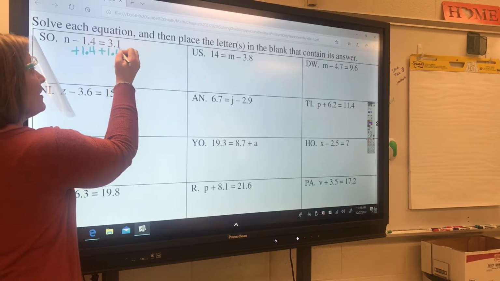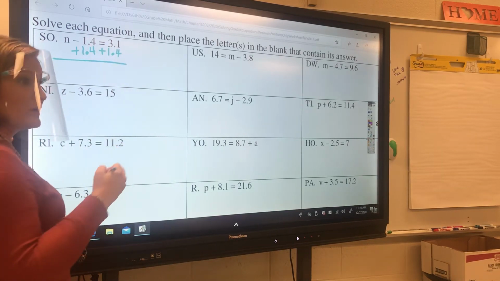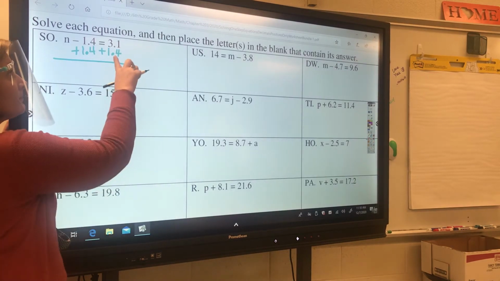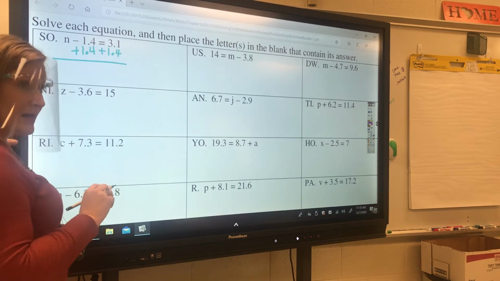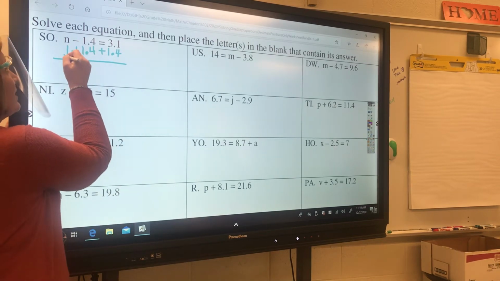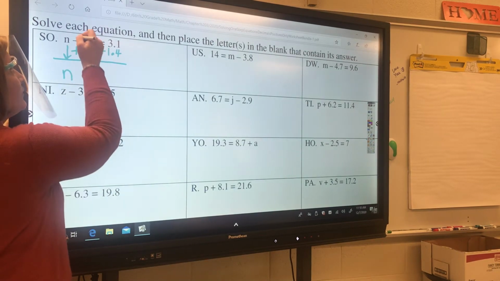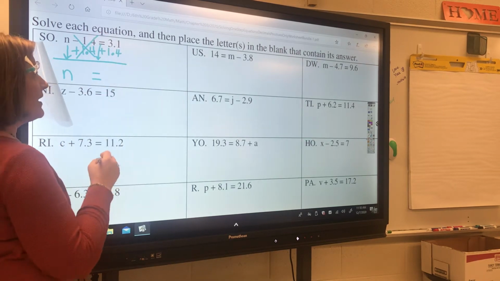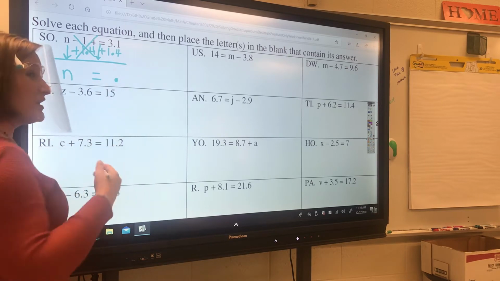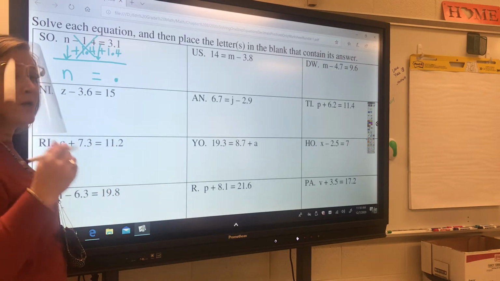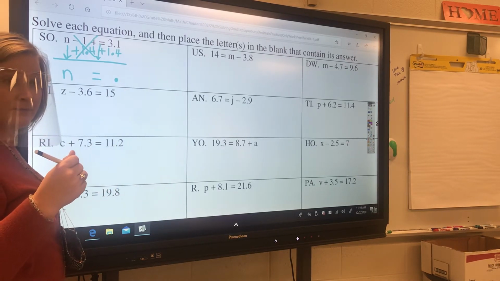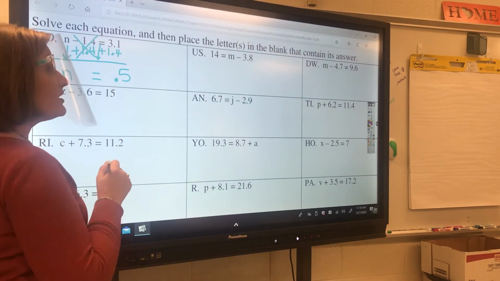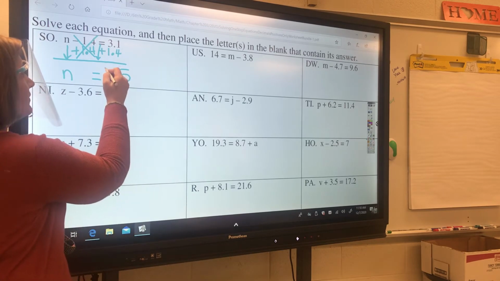Now, when we add or subtract decimals, what must we do? Make sure we line up the decimal. So I'm going to bring down my n. Over here it cancels out. I'm going to bring down my equal sign. Now I'm going to bring down my decimal and just add. Okay? 1 plus 4 is 5. 3 plus 1 is 4.